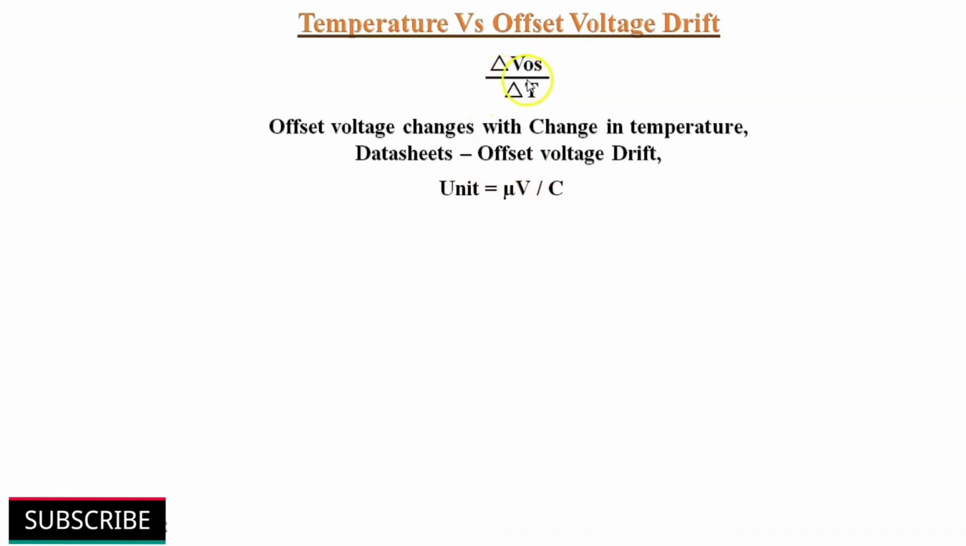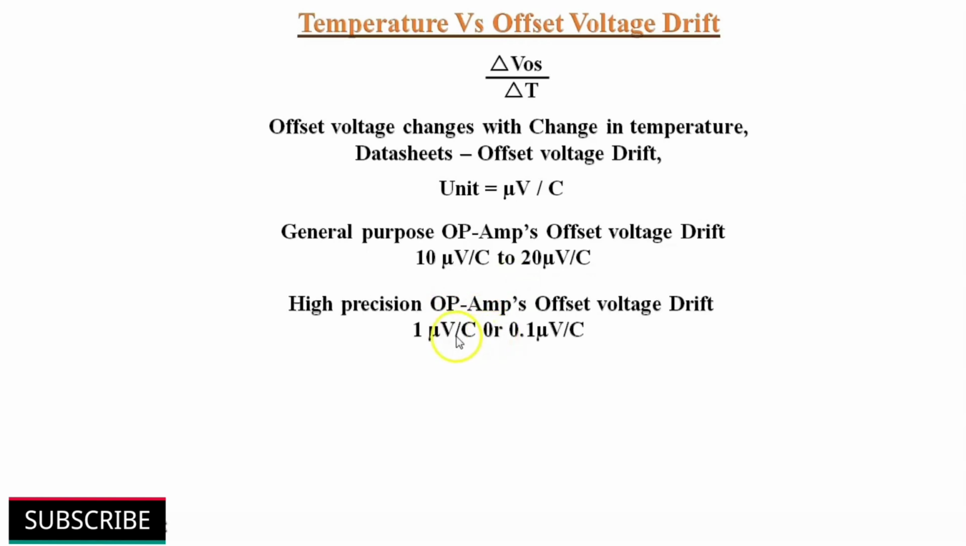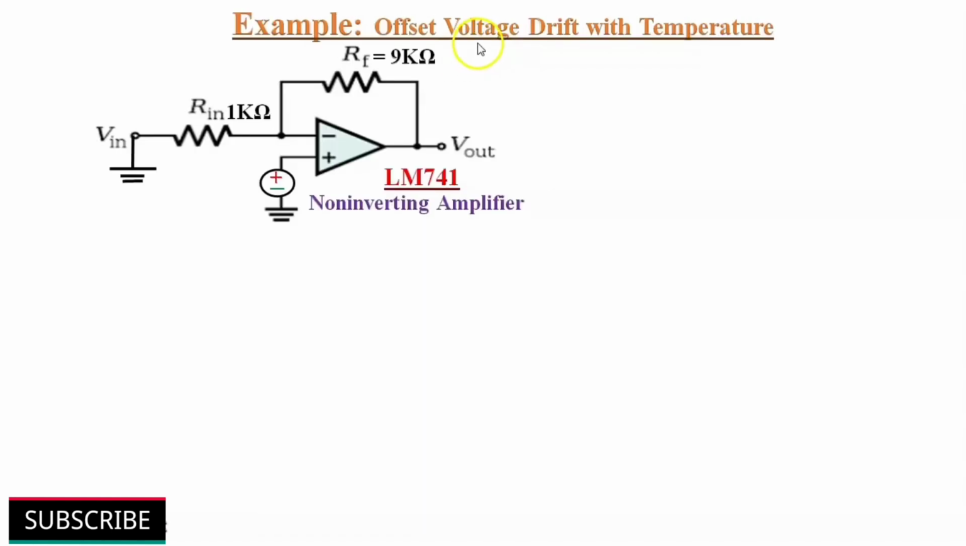Offset voltage drift may be of concern because even with an offset null capability, offset voltage could grow with temperature changes. For a general purpose op-amp, offset voltage drift is in the range of 10 microvolt to 20 microvolt per degree centigrade. For very high precision op-amps, offset voltage drift is in the range of 1 microvolt or 0.1 microvolt per degree centigrade. Now let's understand this offset voltage drift with one example.